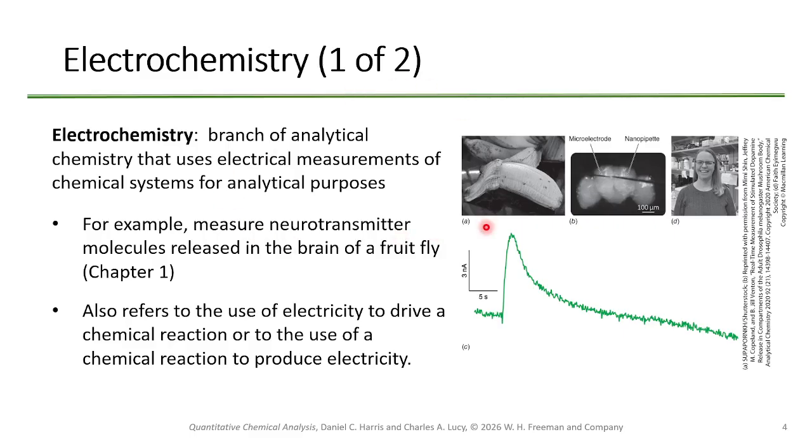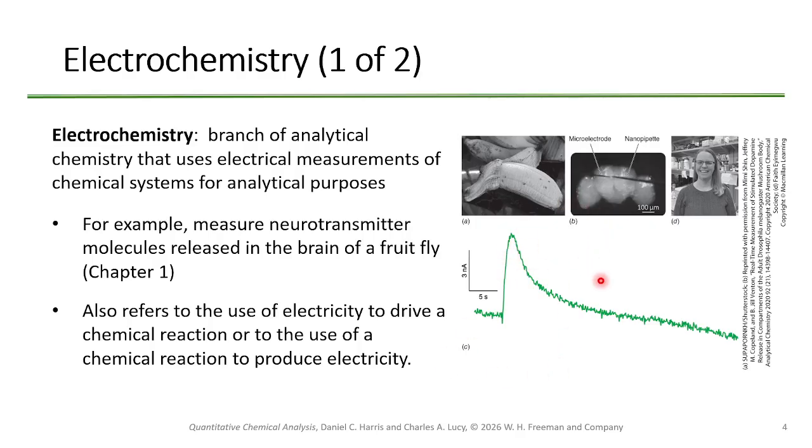All right, so electrochemistry. This is going to be a branch of chemistry, really, but also analytical chemistry that uses electrical measurements of chemical systems for analytical purposes. So this would be the analytical portion of electrochemistry. Now, you may have noticed that the neurotransmitter measurements we did in Chapter 1 that we talked about a little bit, these were actually in an electrochemistry setup.